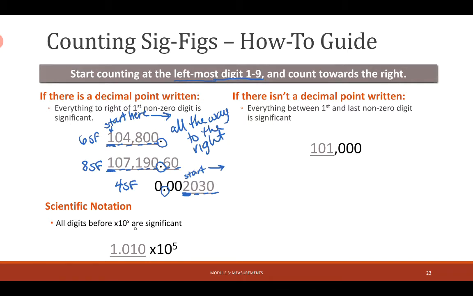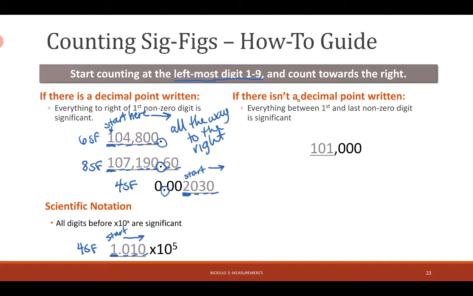This same principle works even if the number is written in scientific notation. So in scientific notation, there is a decimal point. So you just find the leftmost non-zero digit and count everything to the right. 2, 3, 4. So that one has 4 sig figs.